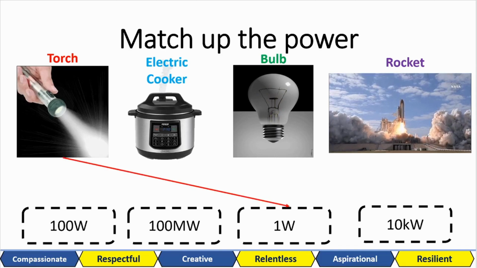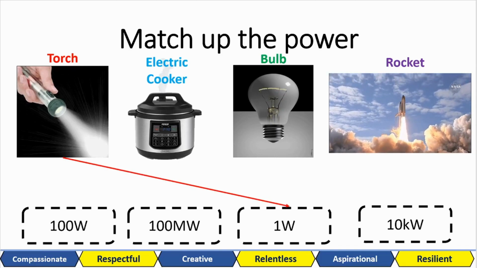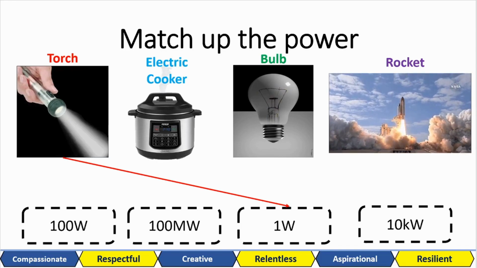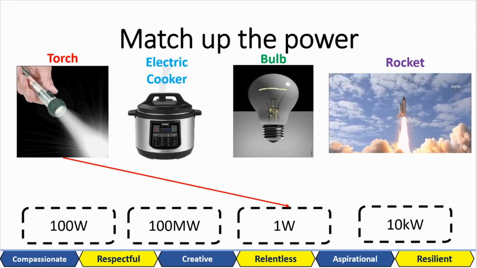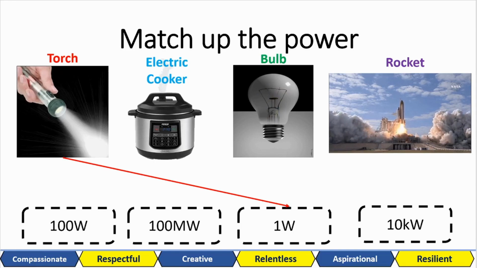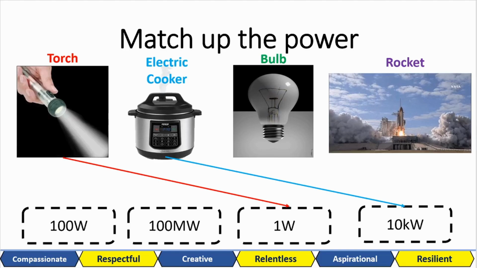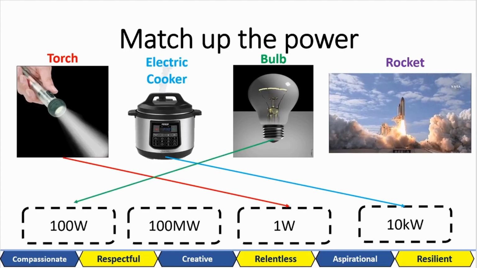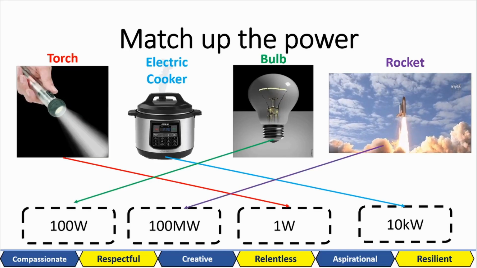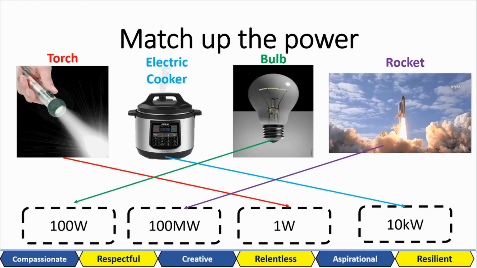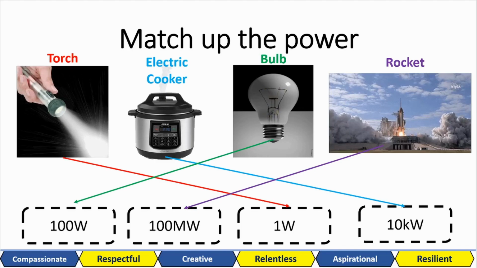The torch obviously uses the least number of joules per second and will be matched up with the lowest. The electric cooker will use more energy than the light bulb and less energy than a rocket, so it should be the second highest. That means that the bulb should be 100 watt and the rocket will be 100 megawatts. Please don't forget that this means joules per second.